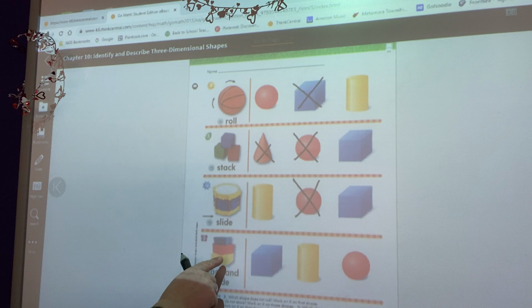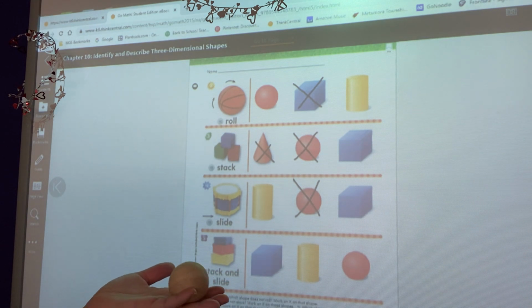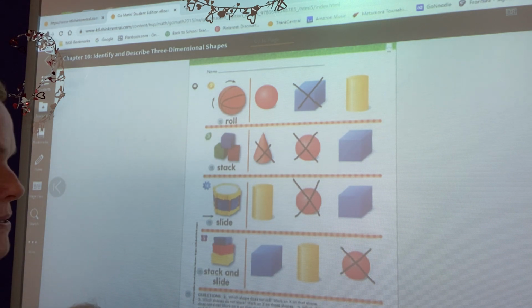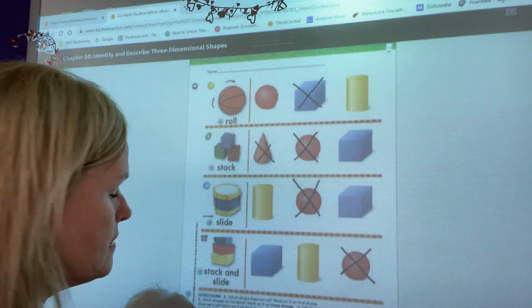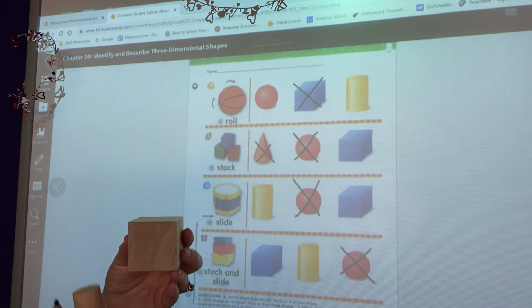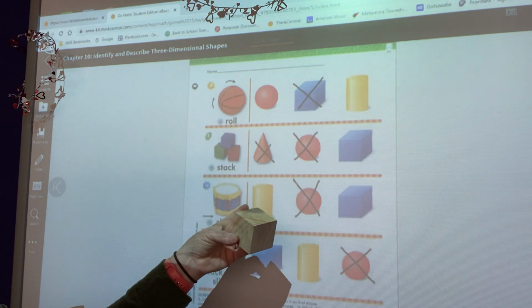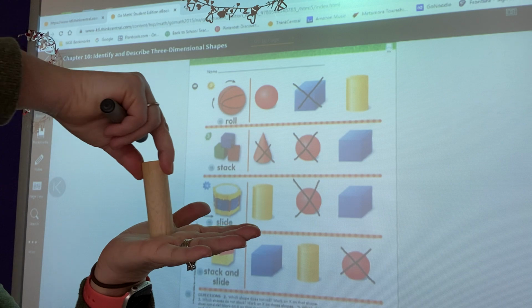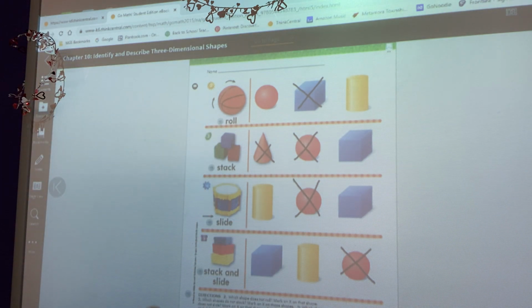Now, something that could stack and slide, well, right away we know that a sphere does not slide and it does not stack. So we'll cross that one out right away. Now, what about cubes and cylinders? Can cubes stack? Well, they can stack that way and that way. So yes, they can stack. And can they slide? Well, if we look back, we said that a cylinder can slide. It can slide. And a cube can slide. We could slide it along. And so both of those would stack and slide.